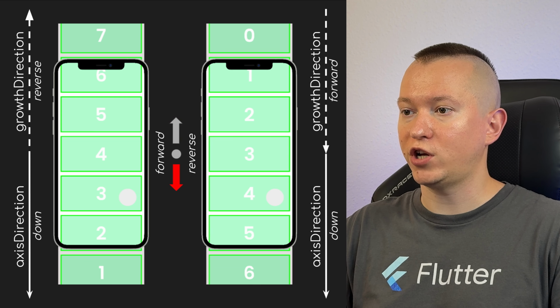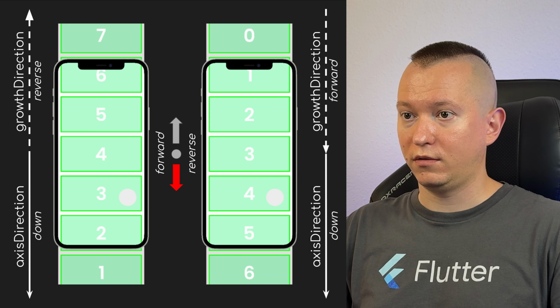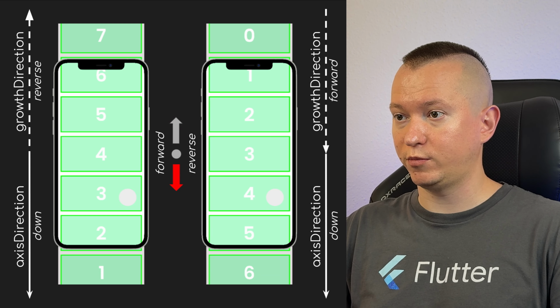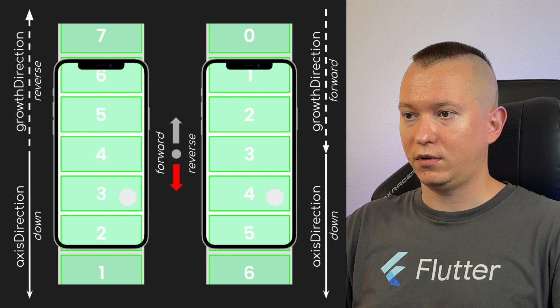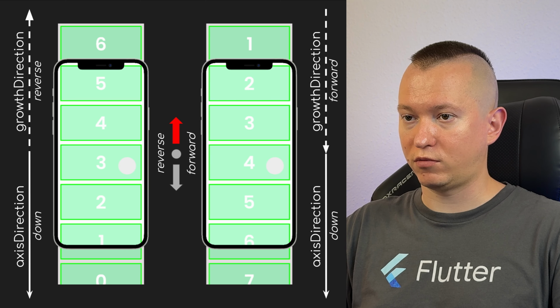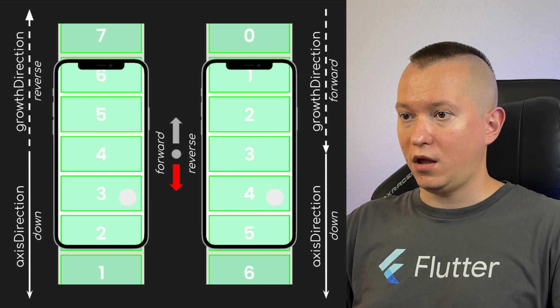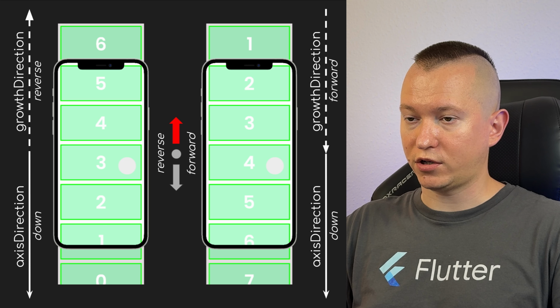And when the user changes the direction of the drag, the values flip. Forward becomes reverse and reverse becomes forward. The definition can be described with a simple rule. If the movement should make the next element appear, this is forward scroll direction. If the previous one appears, this is reverse scroll direction.